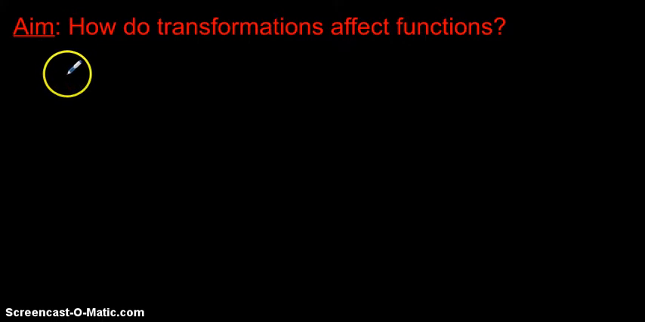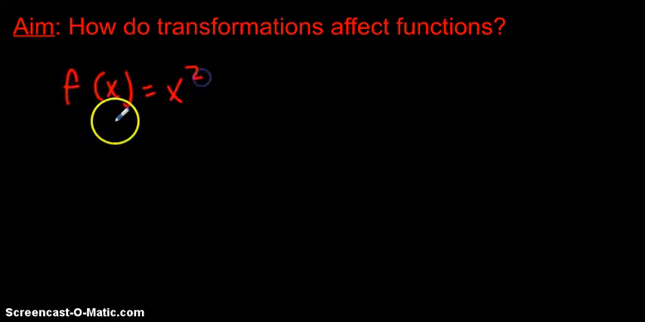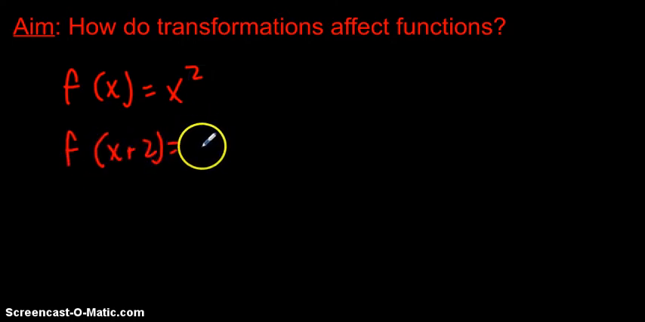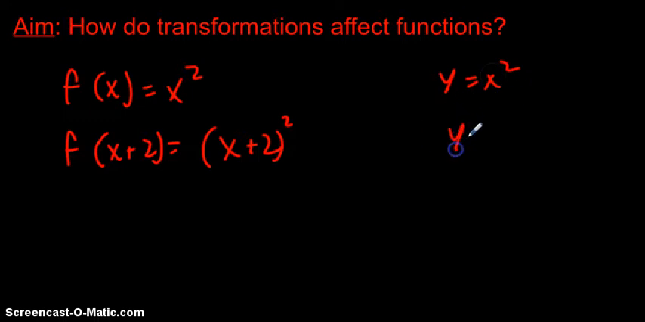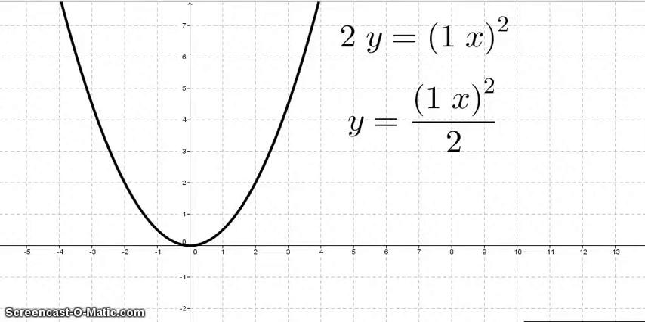If we have f of x equals x squared, and we change that to f of x plus 2, we'll actually get an interesting little shift in the graph here. This will actually become x plus 2 squared. So if we have y equals x squared, that would become y is equal to x plus 2 squared. Let's take a look at what happens to the actual graph.